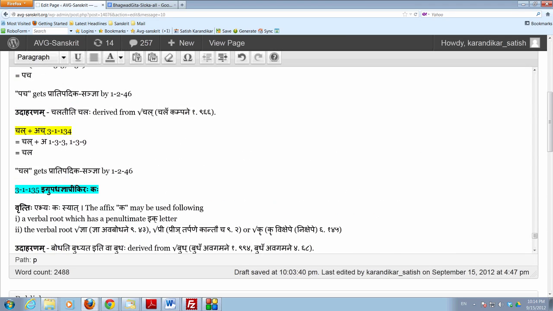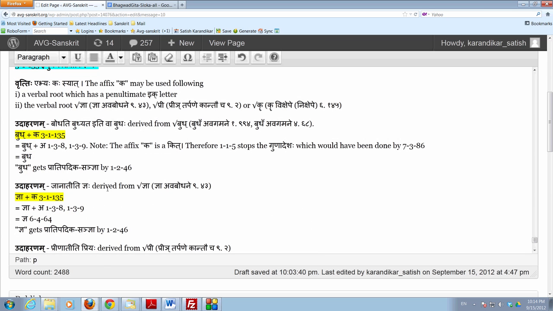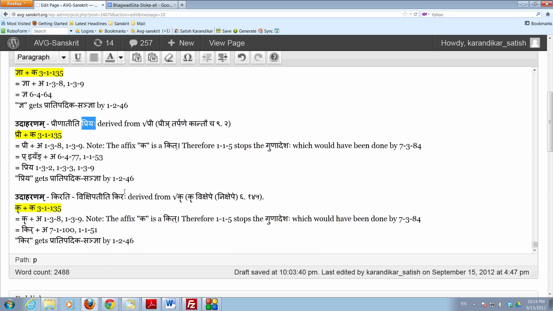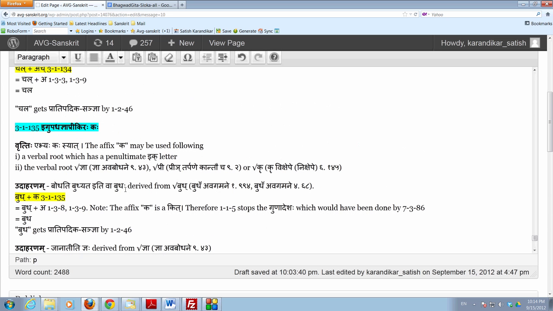So this sutram specifically applies to specific verbal roots only. Any verbal root which has upadha as the ik letter, verbal root nya avabodhane, as well as the verbal roots pri prinane tarpane, kantaucha, and kru vikshepe, can take this affix ka in the same sense of kartari krit by 3467, and we get forms like bhuzaha, janati iti jnaha, prinati iti priyaha, and kirati vikshipati iti kiraha. So this is sutram 3.1.135.